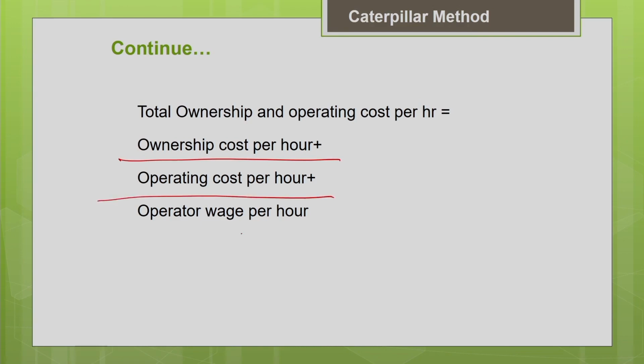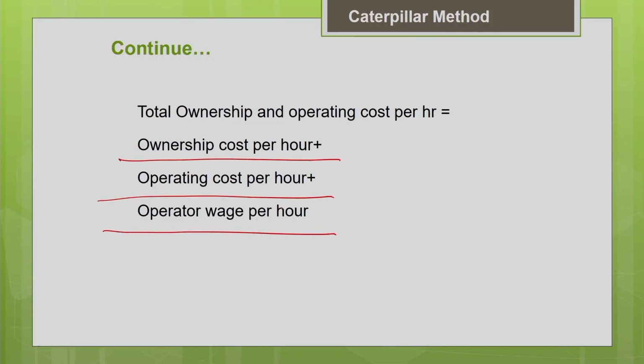Now the total ownership and operating cost will be the sum of all the ownership cost components and operating cost components, and in addition you have to add the operating wages, as I told you earlier. That is the hourly wages for the operator, in addition to all the benefits he gets, like the bonus, the overtime benefits, and even the workman compensation premium which we pay on behalf of him. All those things will be included in the operating wages. So with this the Caterpillar method is done.